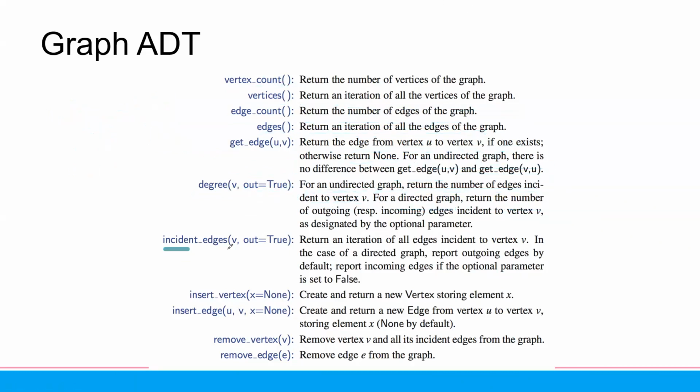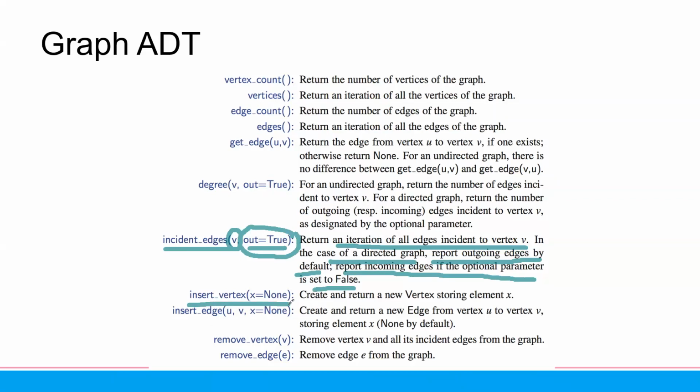Incident edges. I want to know the incident edges of V, and out equals true. So it's also the same. If it is undirected, then you get all the incident edges, iterating over all edges incident to V. In the case of a directed graph, it reports outgoing edges by default, and it will report incoming edges if the parameter is set to false.